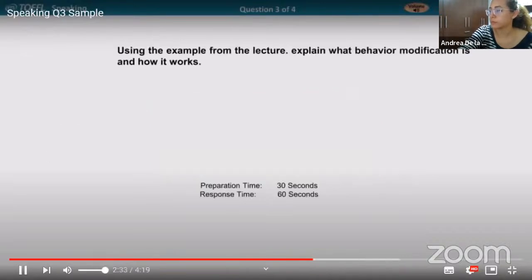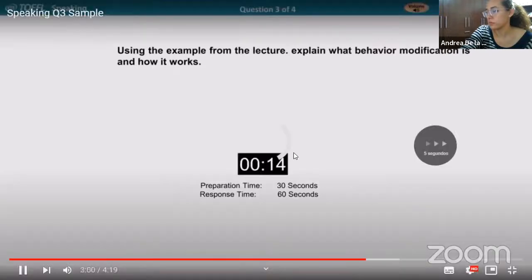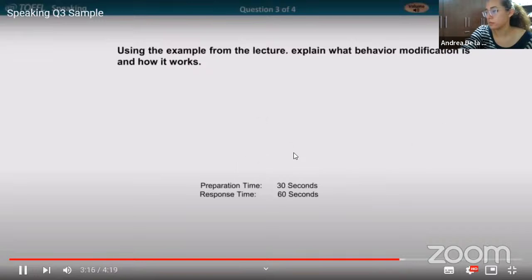Using the example from the lecture, explain what behavior modification is and how it works. Begin to prepare your response after the beep. Speaking after the beep.